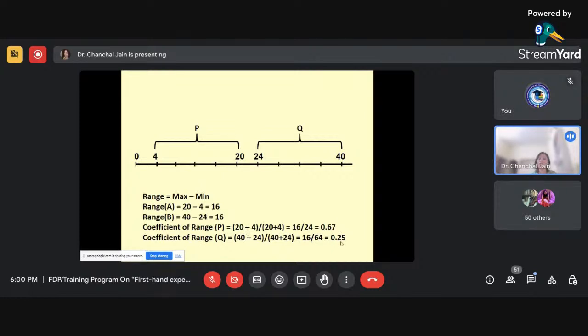Whatever is the least figure, that is indicating more consistency in that particular company's salary. So here we can see 0.25 is less than 0.67. That way we can conclude that company Q is more consistent in paying the salary in comparison to company P. Got it? Such figures can help us take decisions even in our real lives also.